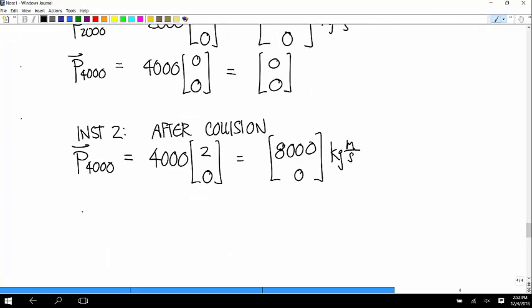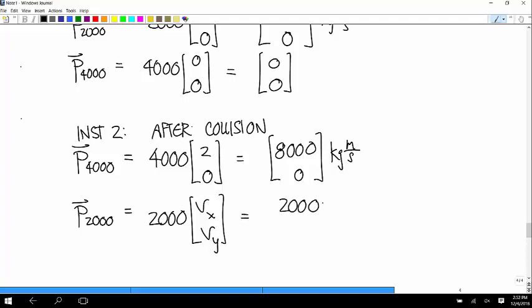And what about the 2,000 kilogram train car? What's its linear momentum? It has a mass of 2,000, and we don't know the velocity vector, so I'm going to just write that as Vx, Vy. And you could simplify this right now to 2,000 Vx, 2,000 Vy.